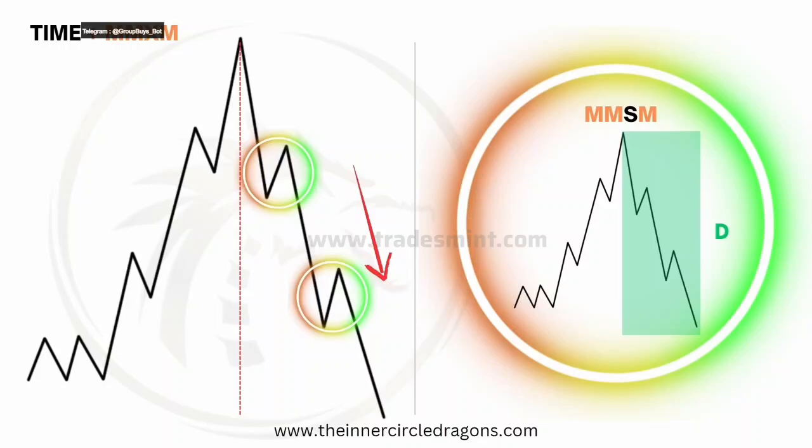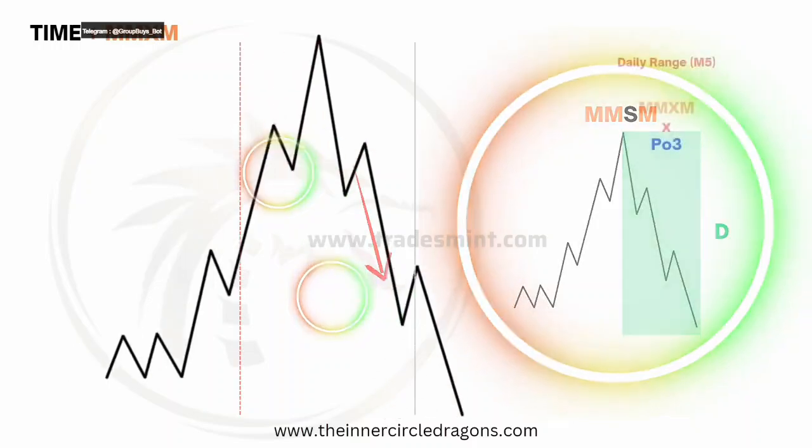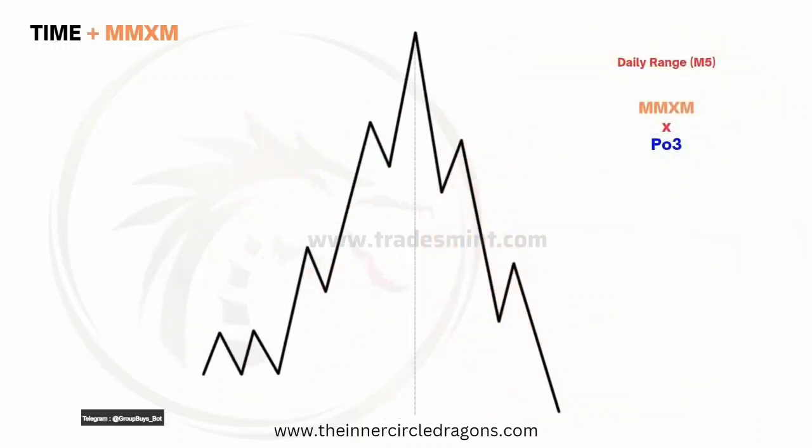Since we are on the sell side of the market maker sell model, our highest probability entries will form inside of these lower time frame fractals. Again, this is why it helps knowing where you are inside of that price delivery continuum. We can also take the daily range and we can combine market maker models with the power of 3, for example. Now, again, there are many different daily profiles.